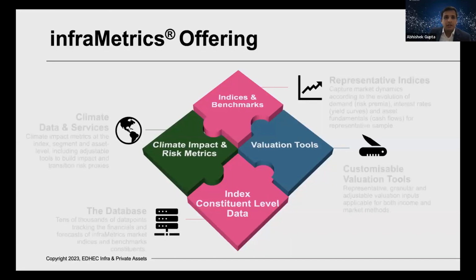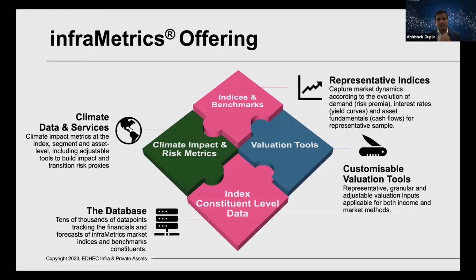So just starting off, first I want to talk a little bit about Inframetrics. This is the platform where we house all the data that we are going to show you today. It has 4 different components mainly. First is the indices and benchmarks, which are widely popular, and these are benchmarks which are representative of the infrastructure market in general. These are fair valued benchmarks capturing the risks of underlying investments, the interest rate environment in the market, as well as the individual cash flow forecast of each asset. So they're built bottom up, very comprehensive and representative of the market environment.